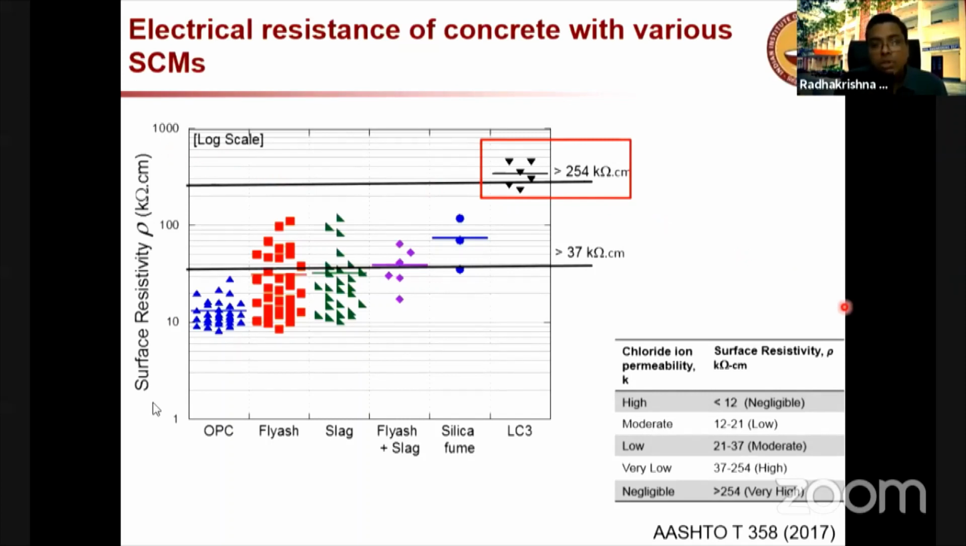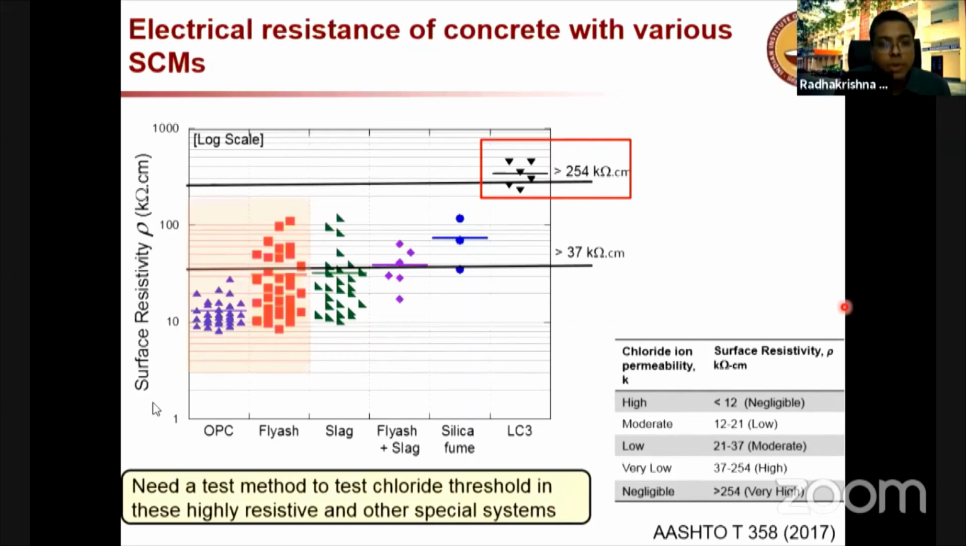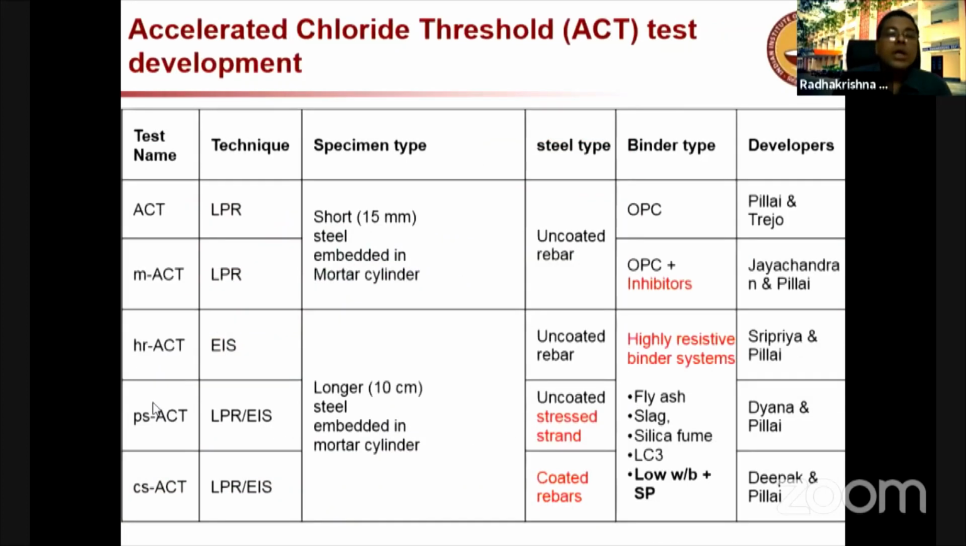And this also helps in enhancing the service life. The increase in resistivity can reduce the rate of corrosion, and at the same time it can also help in delaying the onset of corrosion. So we'll see how that is. But when you talk about the chloride threshold, we need a test method to test it. Now I'm going to show very briefly the different systems which I mentioned earlier.